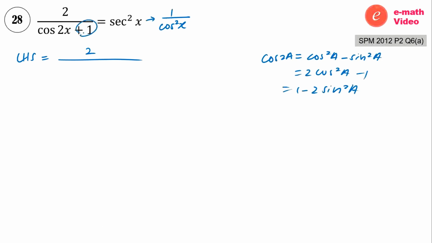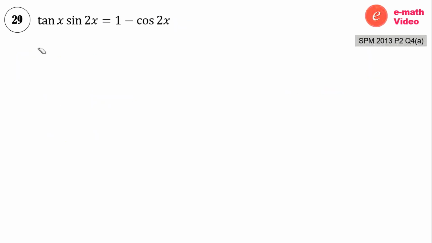Look at this. We have a positive 1. We don't want this positive 1. We need a negative 1 to get rid of it. So, second one. 2 cos square x minus 1 plus 1 equals 2 over 2 cos square x. This one, minus 1 plus 1, becomes 0. 2 and 2 cancel, equals 1 over cos square x, equals the right hand side. Proven.